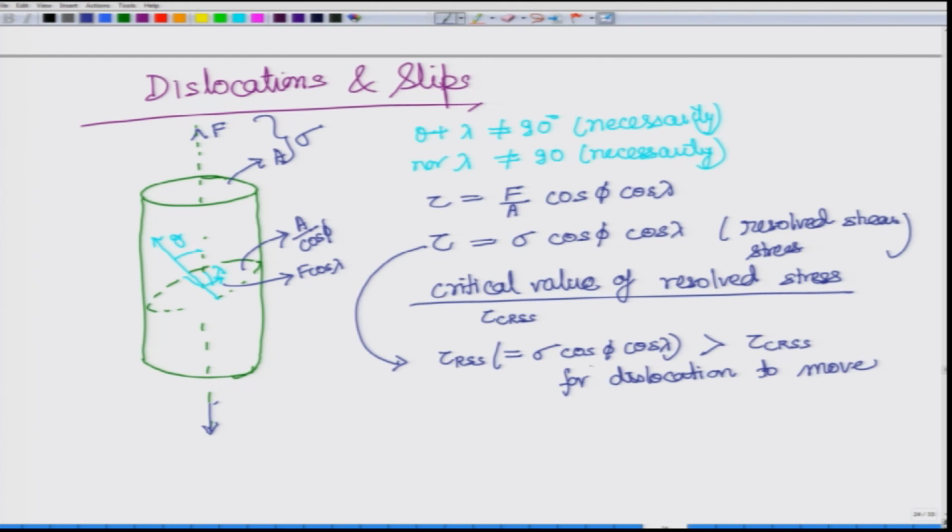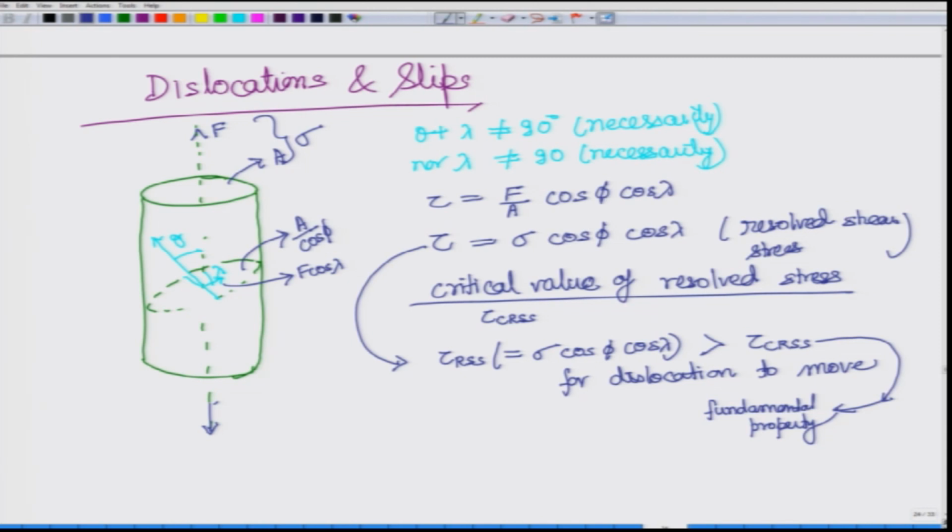So, we must know this value tau CRSS, and this tau CRSS value is something like a fundamental property for a given slip system. So, there will be several planes, for each of them you will find the resolved shear stress, and whichever comes out greater than tau CRSS, there you should expect the dislocation would start to move.